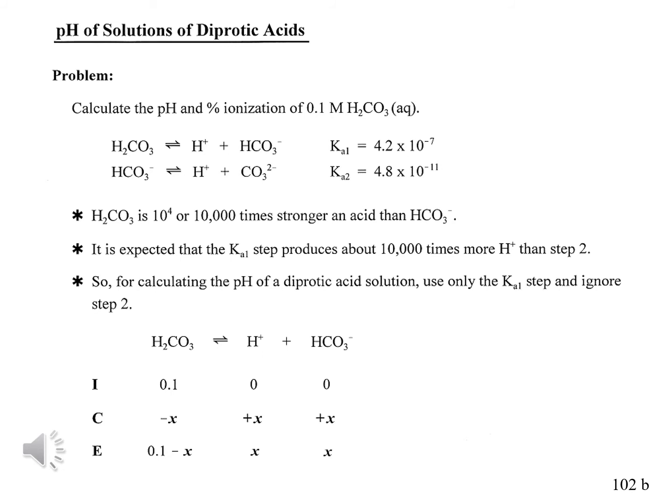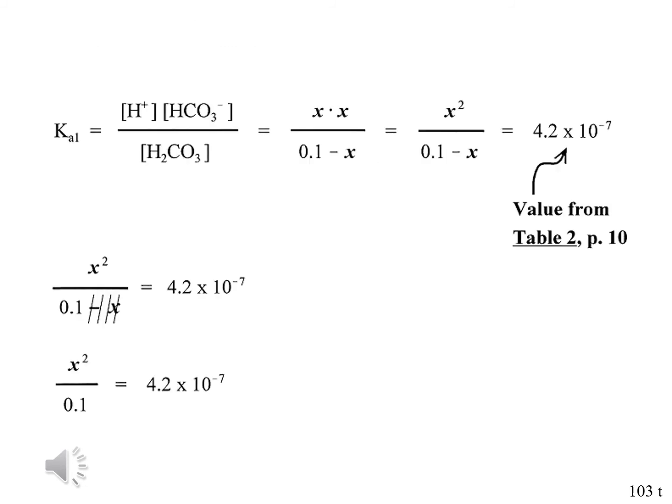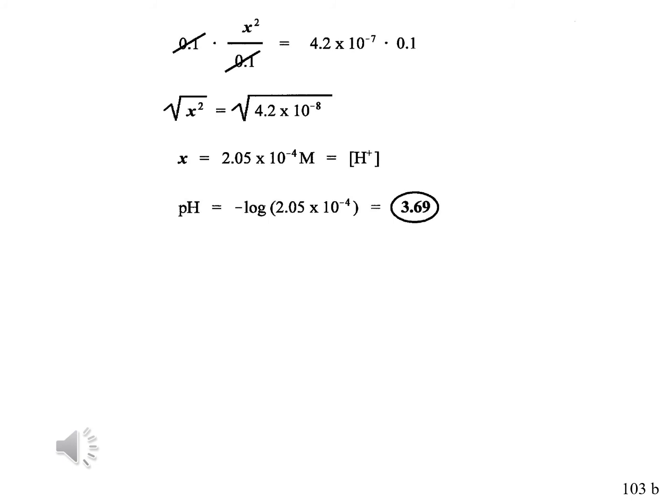And if you look at that ICE table, it's exactly the same as acetic acid, except we're starting with 0.1. And when you set up the Ka, you're still going to get x squared divided by the original. You have to set it equal, though, to the first step of carbonic acid, because that's the step we're using to calculate. And then you can ignore the x relative to 0.1 and solve the equation you get. So if you solve that equation, multiply both sides by the denominator, take the square root, the x gives you the H plus concentration, and to get the pH, you just take minus the log.